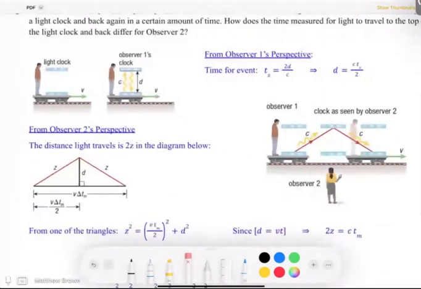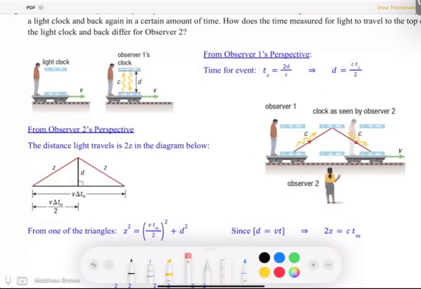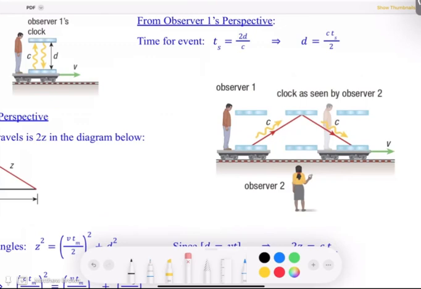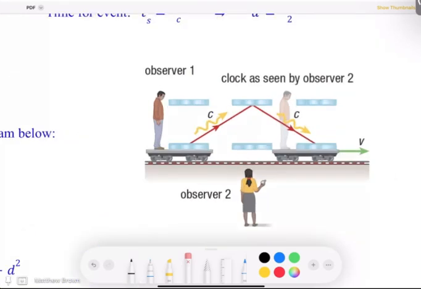Then we can look at observer 2's perspective. For observer 2, they see something a little bit different. Because observer 1 is moving with this speed v, they see the light actually go up at an angle and then back down. That's the path they see light take.